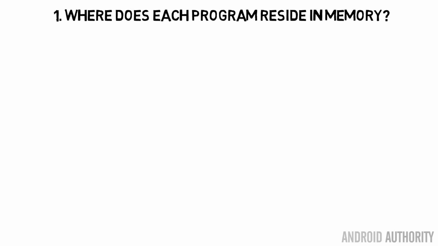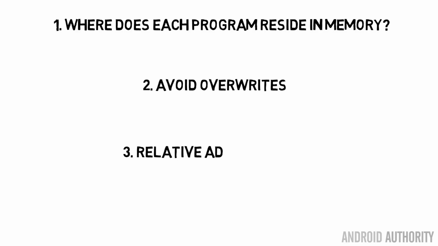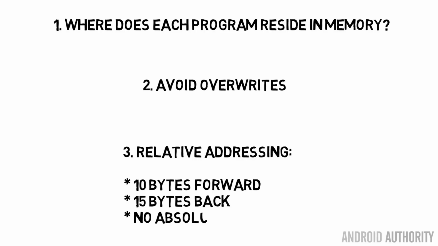Now that's fine when you've only got one program running, but when you've got two programs running, things become a bit more complicated. First of all, you have to decide where you're putting each program in memory. Secondly, each program has to be careful not to overwrite the data and the program used by the other task that's running. And thirdly, all addressing has to be relative. That means you can only ever say, do something 10 bytes forward from here or 15 bytes back from here. You can't use an absolute address like 4095 because that could actually belong to somebody else. It might not be your address.